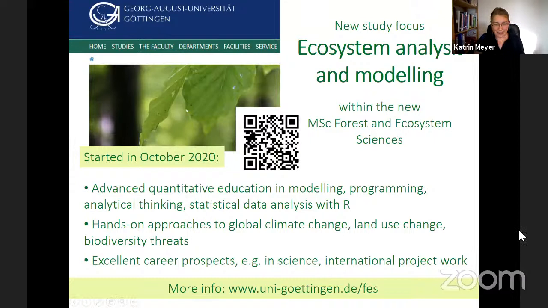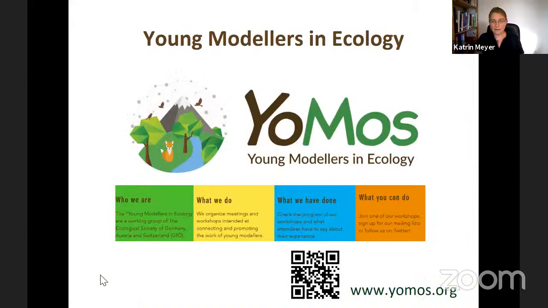And I think my second last recommendation is to join the Young Modelers in Ecology. Young is self-defined, so young can be a bachelor student or a PhD student. Maybe there are even young postdocs there. Whenever you consider yourself young, just join them. They have a job mailing list. They have one workshop per year, which is open to everybody. And you can ask them questions about modeling. They're experts for almost every language. It's actually a really nice group of people. Just check them out if you're interested.